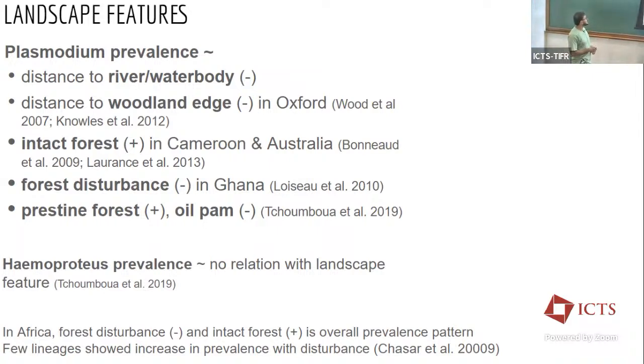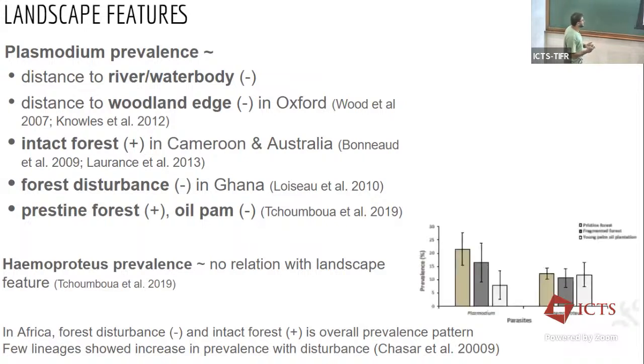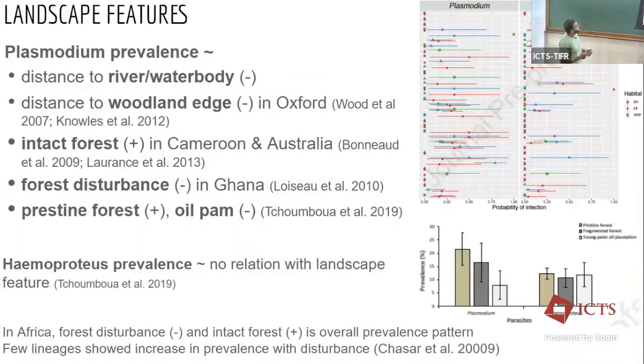And Haemoproteus, there are very few studies finding that Haemoproteus is directly affected by a habitat character. A lot of studies are actually showing little or no relation to any kind of landscape character. In Africa, forest disturbance was negatively correlated, and intact forest is positively correlated. And that's the overall pattern. Again, you have intact forest, you have more Plasmodium, which is very counterintuitive to how ecologists think, which was a big eye opener.